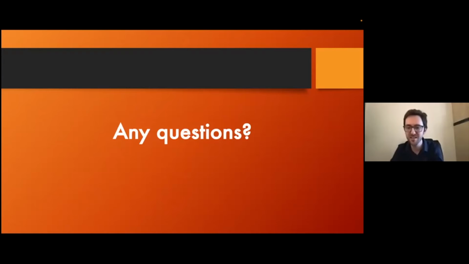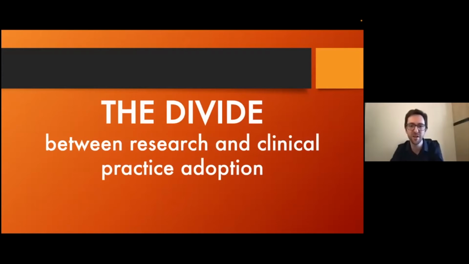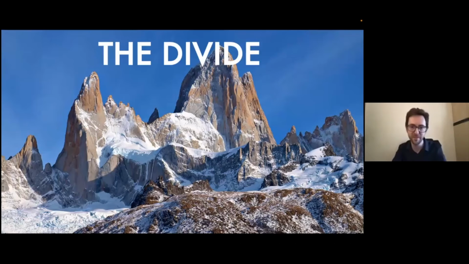I've got just one last little piece to present, which is one of my favorite topics, which I call the divide. And I think it's something for all researchers and particularly academic clinicians to be aware of. The divide, as I've named it, represents the gap between preclinical research and scientific research and adoption in clinical practice. The divide is very, very large. It's something that takes a long time to cross. And I think it can be represented by this image here.